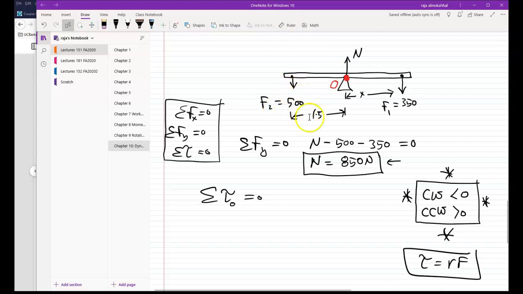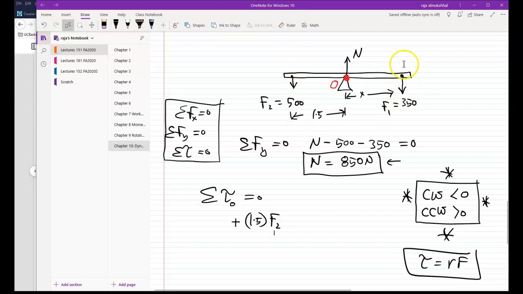Cool. Let's start with the brother, F2, 500. We said that this is counterclockwise, so it's going to be plus RF, right? What's R? How far is it from the fulcrum? 1.5, times F2. I'll come back to it. Done. This is as far as the brother is concerned.